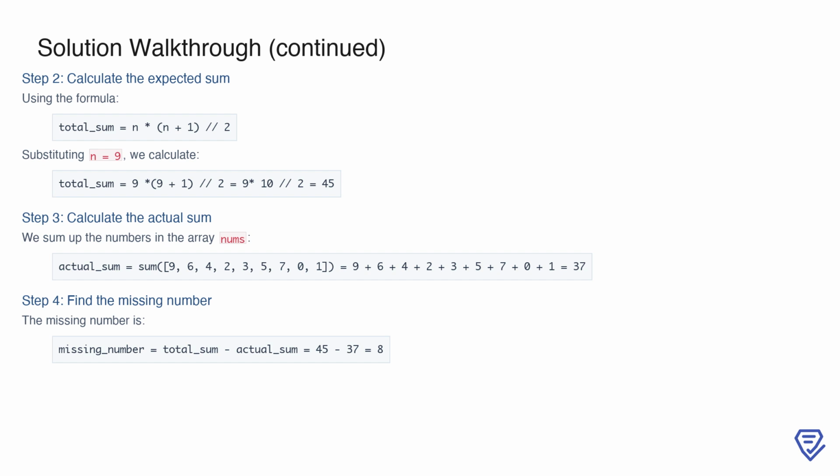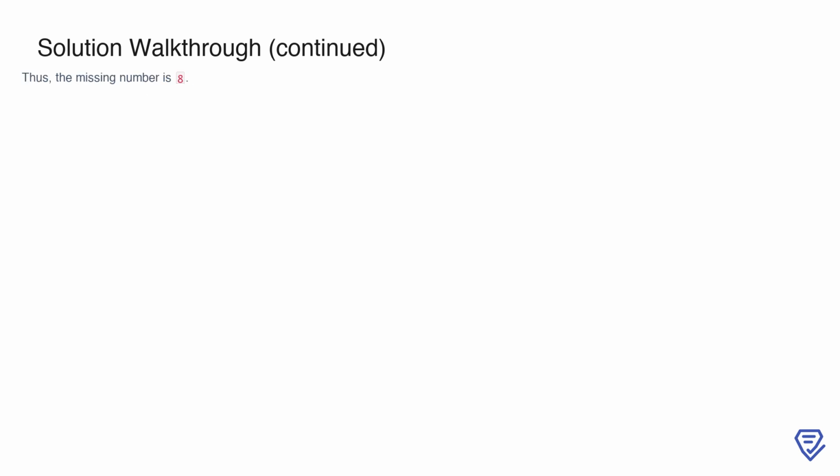Next, we calculate the sum of the numbers present in the array. Here, actual_sum = sum([9, 6, 4, 2, 3, 5, 7, 0, 1]) = 37. Finally, the missing number is computed as missing_number = total_sum - actual_sum = 45 - 37 = 8. Thus, the missing number in this example is 8. By following this systematic approach of calculating the expected sum, summing up the array's contents, and finding the difference, we can efficiently determine the missing number in any given array.